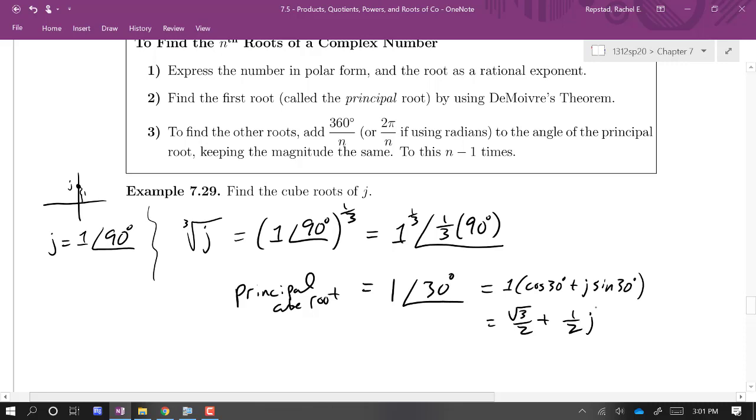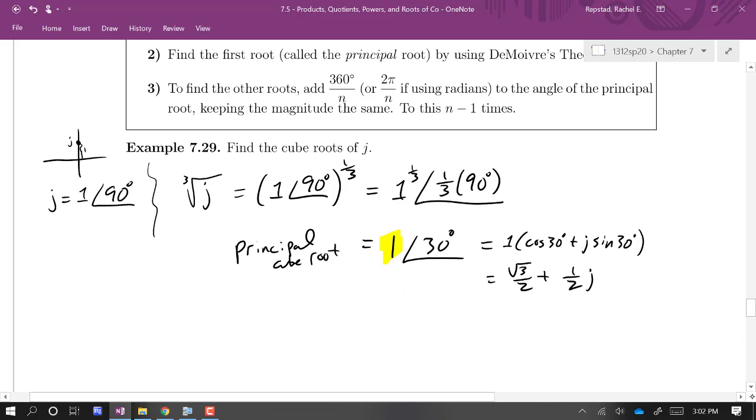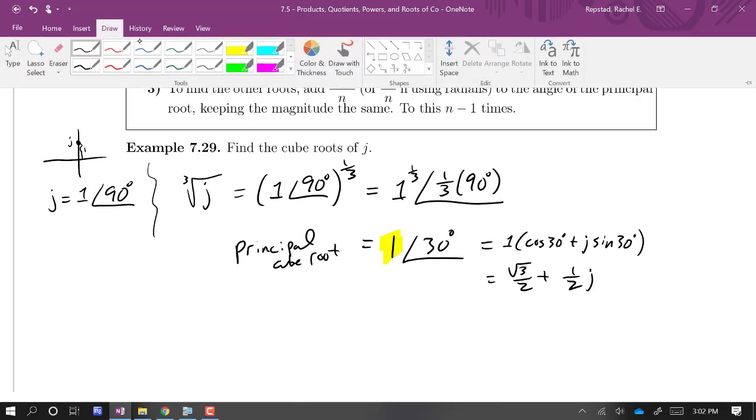Now to get the other roots, what we have to understand is that when we find these roots, they're all going to have the same modulus. So the principal root had a modulus of 1, and the other 2 are going to have a modulus of 1. These cube roots are going to be spaced out evenly around a circle of radius 1, because that's the modulus of the principal root. To find the other ones, we're just going to add 1/3 of a rotation, because it's the cube root. So we're just going to keep adding.